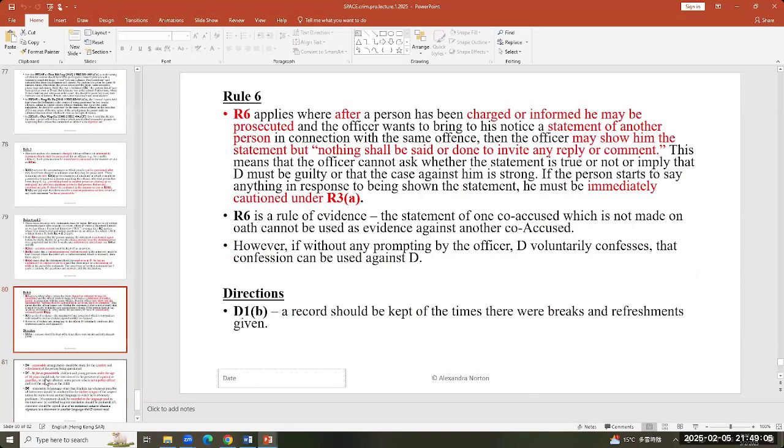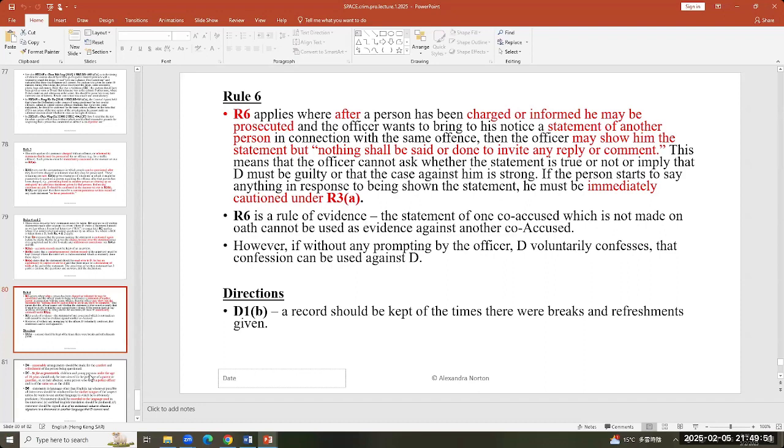Rule 6 is very important. Remember, this is a rule of evidence. The out-of-court statement of a co-accused is only ever evidence against them. It's not evidence against the defendant. So this is what Rule 6 is directed towards. If a co-accused has confessed, the police can show your client the copy of their confession, but they cannot invite reply or comment. They can't say something like, well, B has confessed and he says it was all your idea. What do you say about that? That's inviting a reply or comment. And that would render B's subsequent or A's subsequent confession inadmissible.